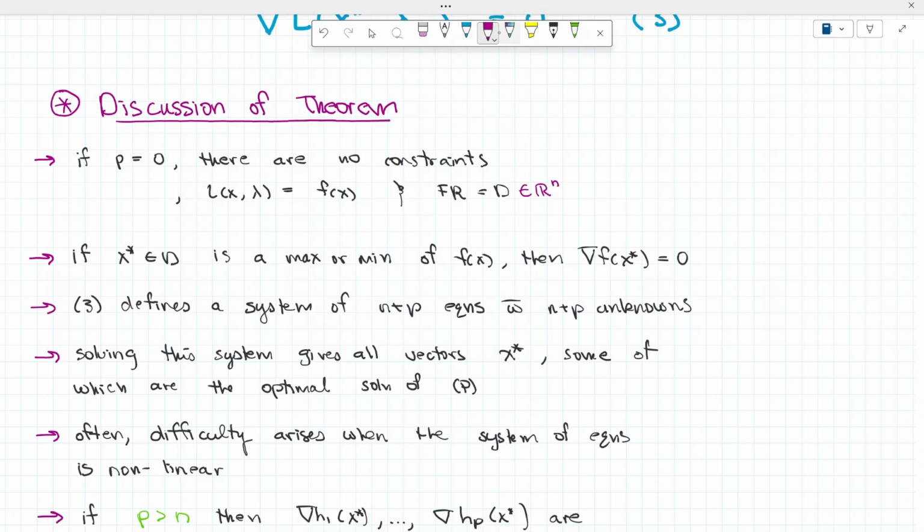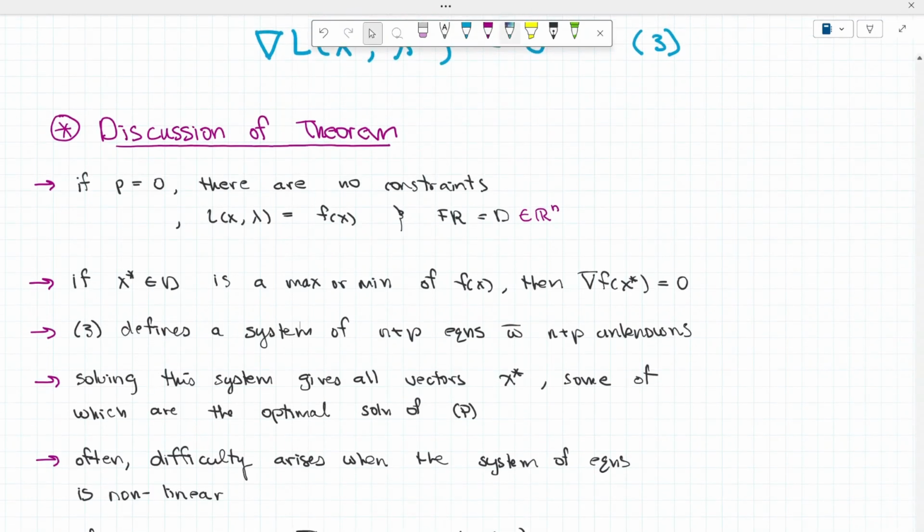Secondly, if our optimal solution x star, an element of D, is a maximizer or minimizer of f of x, then the partial derivative of f at x star equals 0, right? Because if you take the first derivative, which is here the gradient, the collection of partial derivatives, at those optimal solutions, then the gradient at that point is going to be equal to 0. That's the whole idea that you want the slope of the tangent to be equal to 0 if you're trying to get a maximum or a minimum.